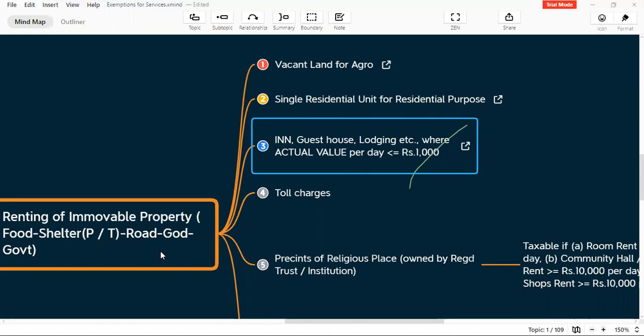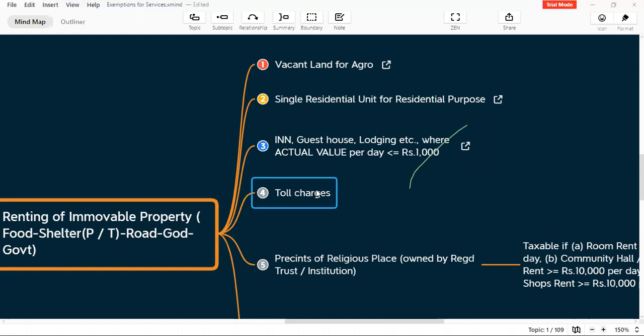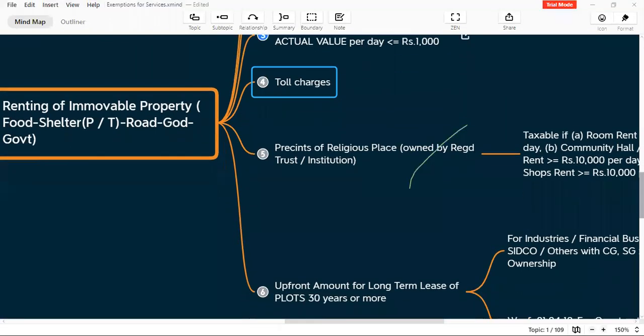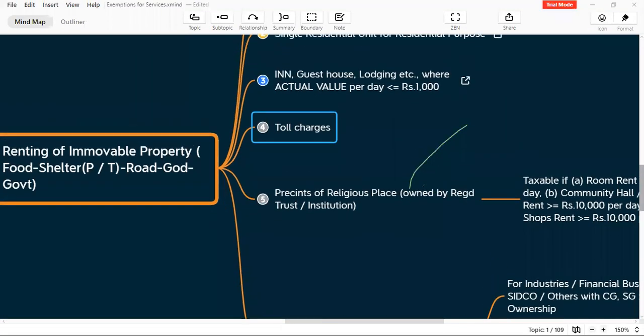Okay, that's the next point. Food and shelter is over. So I think I'm just going over the same understanding. Road. So for using roads, we pay toll charges. That is being given exemption. The toll charges collected, as you can see across the national highways, all these have been given exemption. No GST for the same. And road and guard. That's the next point.